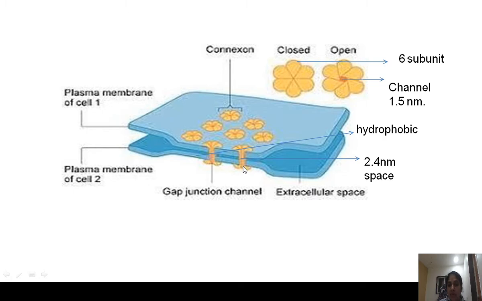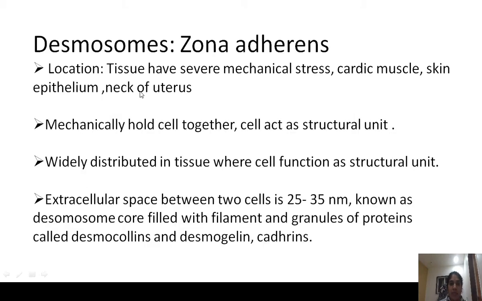Next one is the desmosome. Desmosomes are also known as macula adherens. The location: tissues that have severe mechanical stress, such as cardiac muscle, skin epithelium and the neck of the uterus. The desmosomes mechanically hold the cells together, so the cells act as a structural unit. They are widely distributed in tissues where cells function as a structural unit.